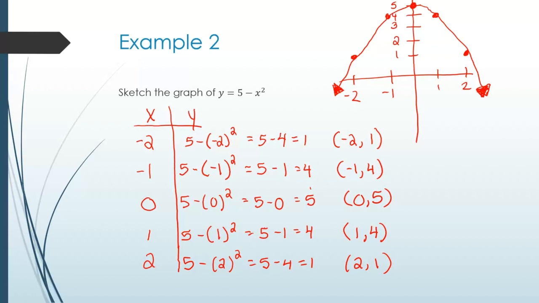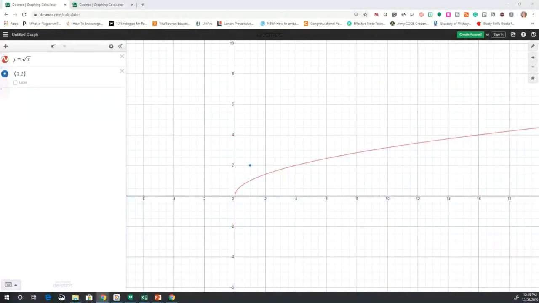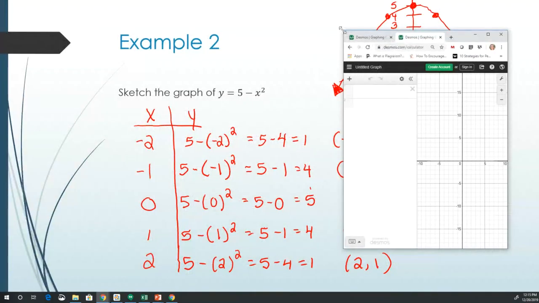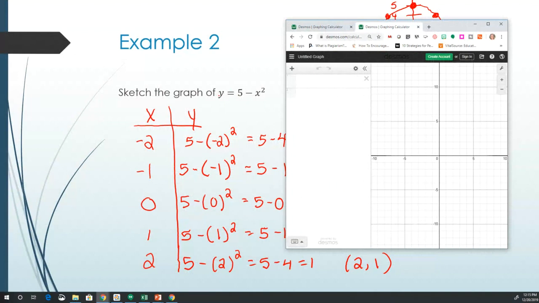Now we can do this in Desmos. So I'm going to pull up Desmos, and I'm actually going to pull up the blank one here. And I want to enter in our equation. So I type into the box, y equals 5 minus x. And then to get in that exponent, if you're looking at the keyboard, the little caret thing above 6 means you can get into the exponent. So I just hit shift 6, and that gets me in the exponent. And then I finish the 2.